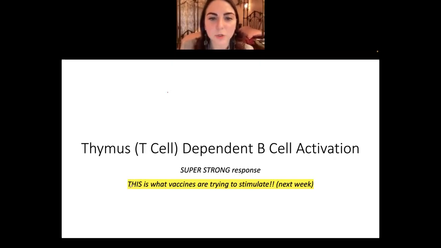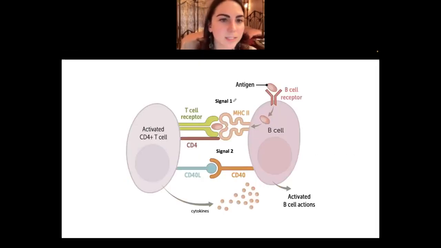This is the super strong response. This is the one we're trying to stimulate with vaccines every single time we get a vaccine. We want T cells to activate B cells. This is the way we get all the different types of antibodies. This is how we get memory. This is how we get true B cell activation. So this is basically T-dependent B cell activation.